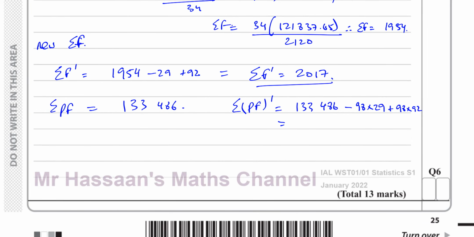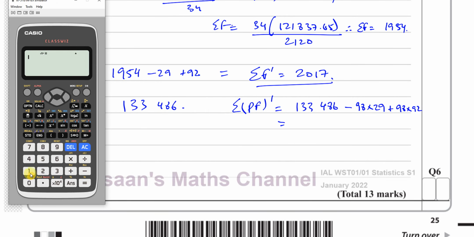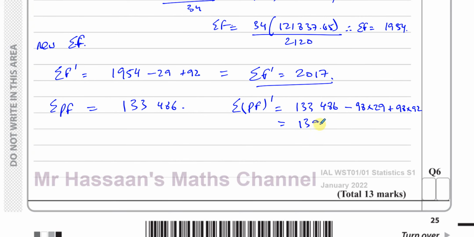So if I take this 133,486 and I subtract from it 98 times 29, then add to it 98 times 92, I've taken away the wrong product and added the correct product. That gives me 139,660. So that's the correct value now of the sum of the product of P and F.